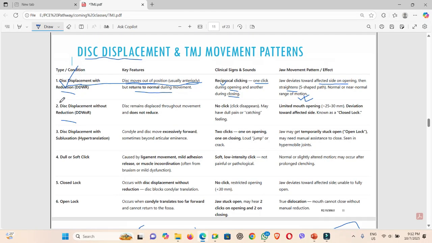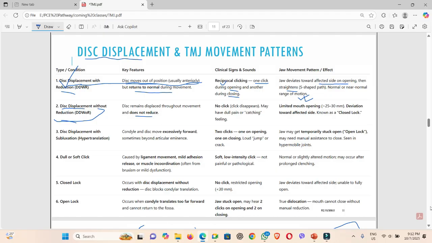Now, the second condition is disc displacement without reduction. From the name, we'll come to know the disc has been displaced, but while opening the mouth, there's no reduction. It means the condyle is not sitting at the center of the disc, right? So the disc remains displaced throughout the movement and does not reduce. That means the condyle is not going anteriorly enough to sit on that disc, right?